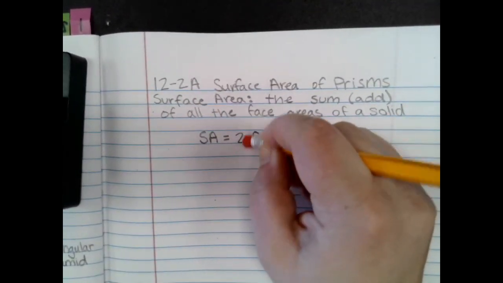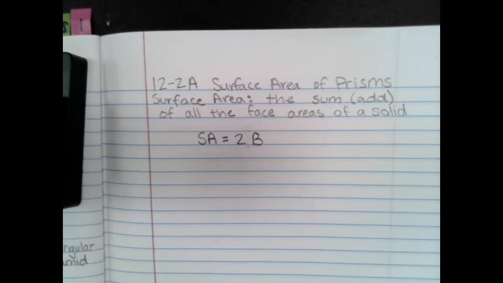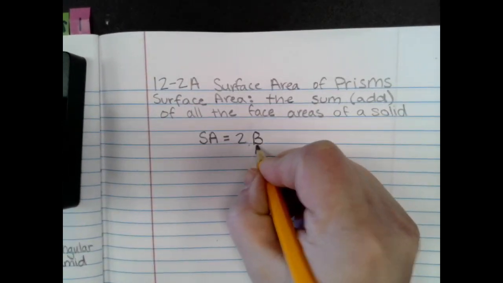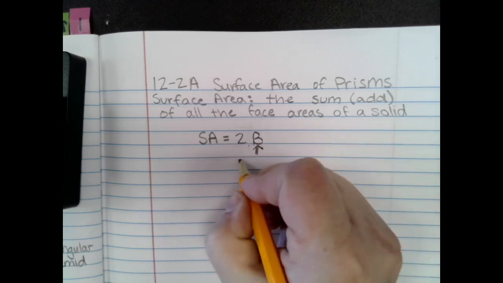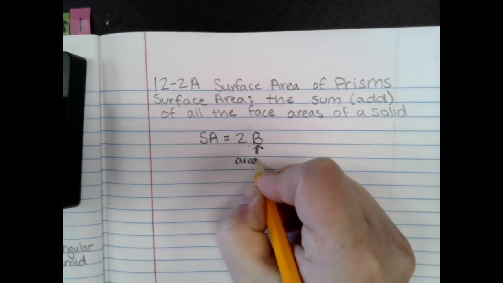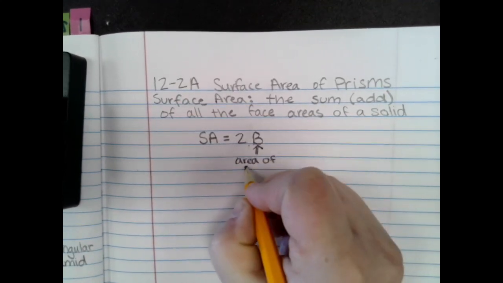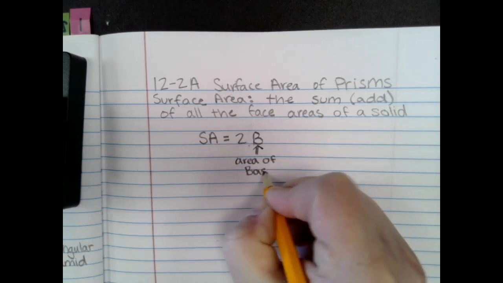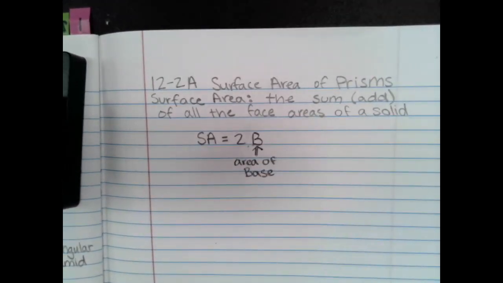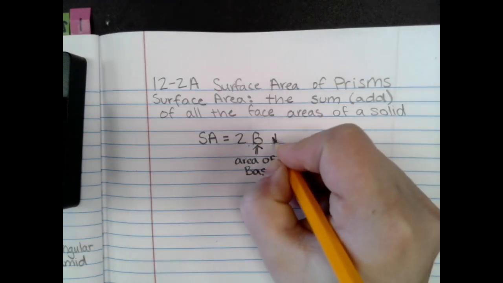There's not supposed to be a dot there. 2B. And this capital B stands for our area of base. Which is different than before. Before, when we saw that B, it was just a length. It was how far is the base, how long does the base go across. Okay? And then we're going to add on the area of that really long rectangle.